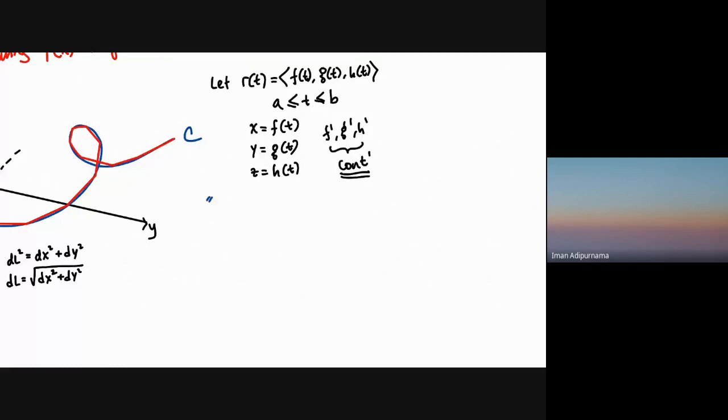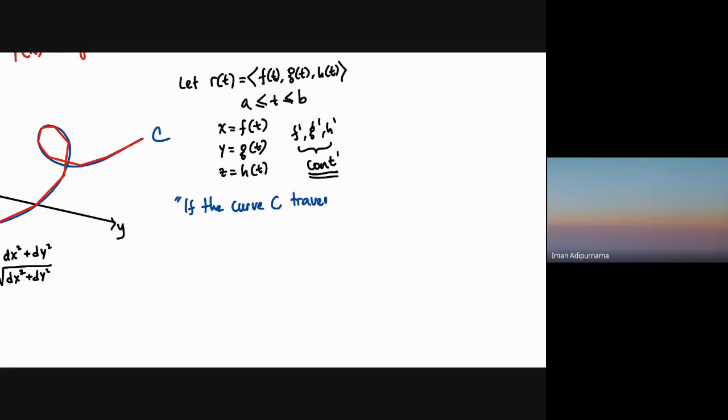Okay, so this is also important. So if the curve C traverses, or is moving, exactly once. Okay. So if you have a loop, then you need to divide by at least 2. You need to divide. So traverse exactly once as t moves from a to b.